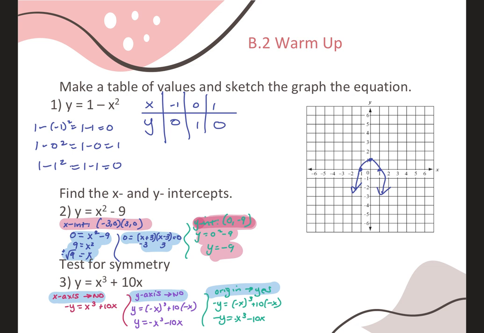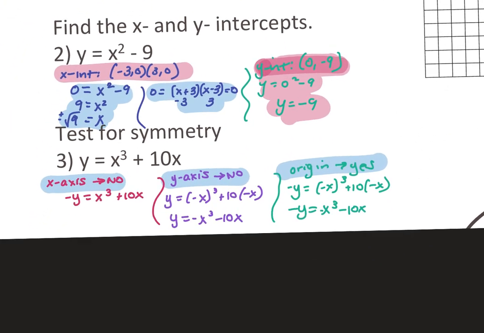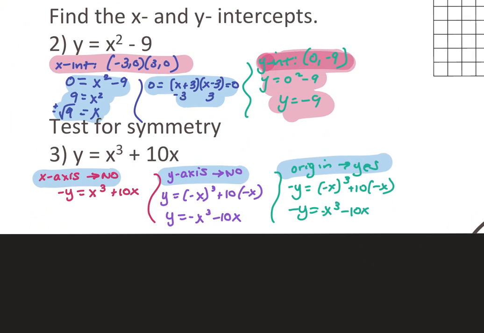Numbers 2 and 3 said to find the x and y intercepts. So for the x-intercept, the work's in the blue, you plug 0 in for y, and you get 0 equals x squared minus 9. Now, you have two choices here. One is add the 9, which is on the left here. Add the 9, and then square root both sides, but you got to make sure you do that plus and minus.